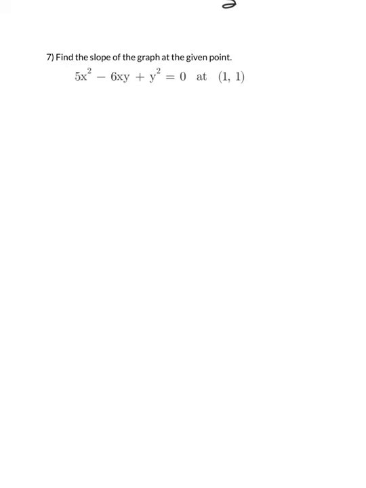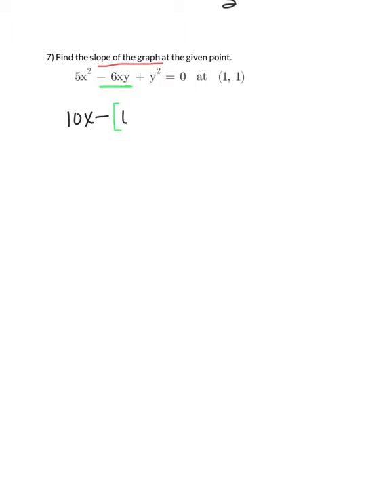For example 7, we want to find the slope of the graph at the given point. Slope of the graph just means find the slope of the tangent. It's the same idea, but that still means that we need the derivative. Notice that we have both x and y in the second term, so we're going to have to do product rule again. Starting off with our first term, the derivative of 5x squared is 10x minus, here's where I'm going to start my product rule.